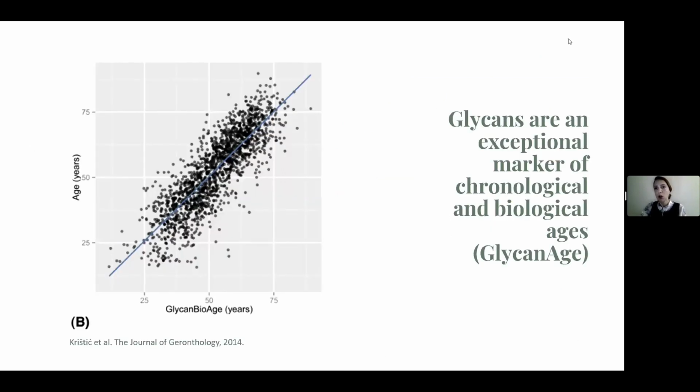So what we saw already in 2013, this paper was published in 2014 but it has been online since 2013, was that glycans of the IgG actually make an exceptional marker of chronological and biological ages. So there were certain structures of glycans that would appear in increased amounts over the years.